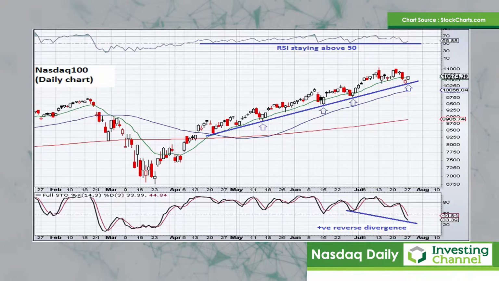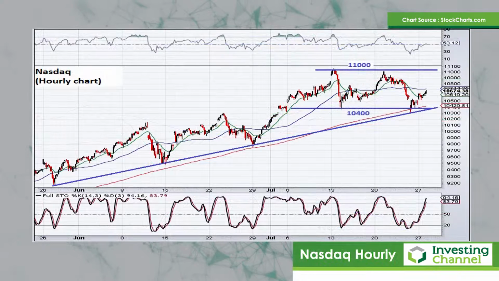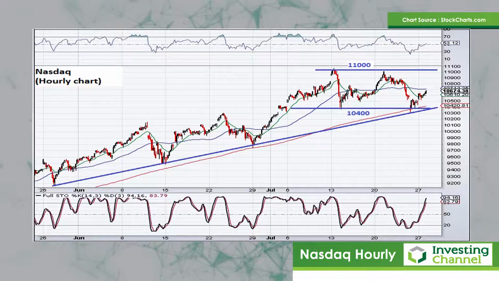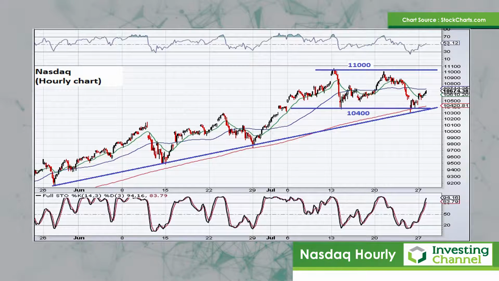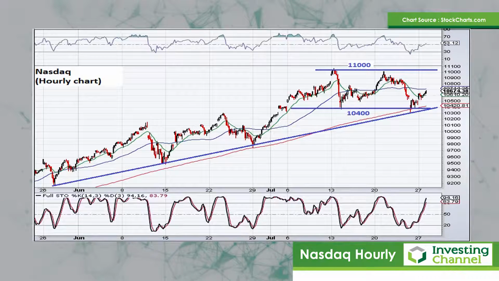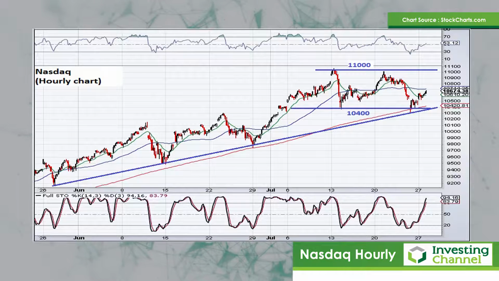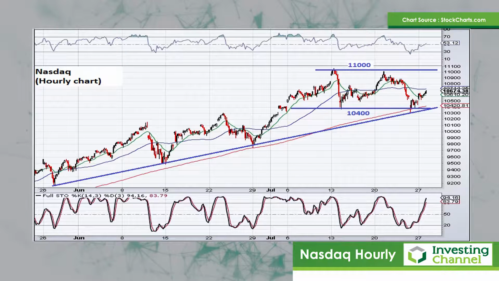Then let's move on to the NASDAQ hourly chart. And here again, you can see the overall upward trend still very much intact. Over the last few days, the market has been range bound, with the area at around 10,400 coming in as lateral support. And then up at the upper end, you've got 11,000, which presents overhead resistance. So for the time being, those are your support and resistance areas to monitor. The chart remains bullish whilst it's above that rising trend.